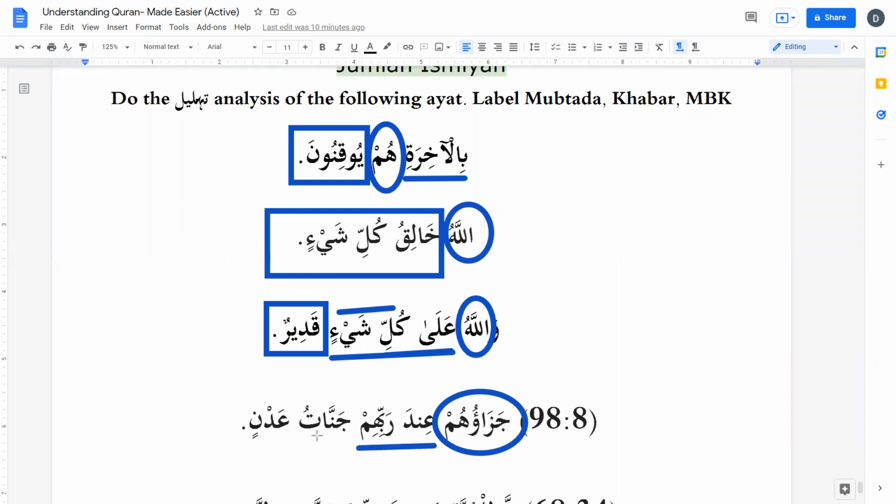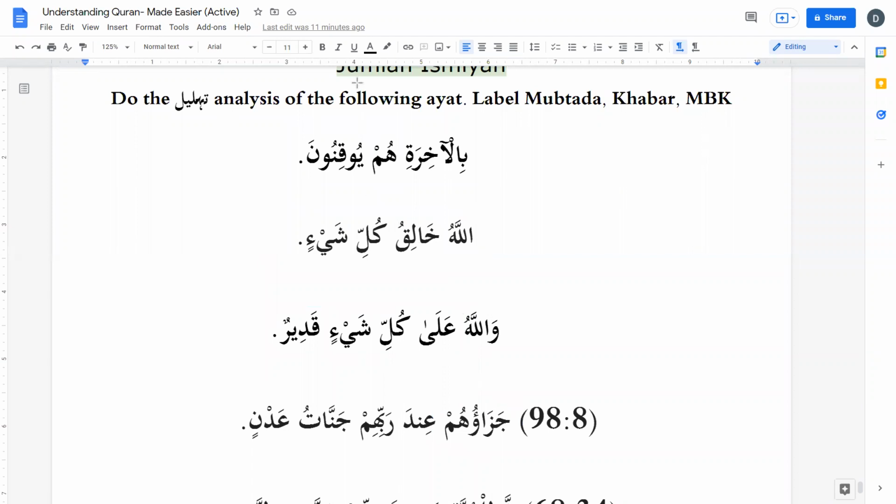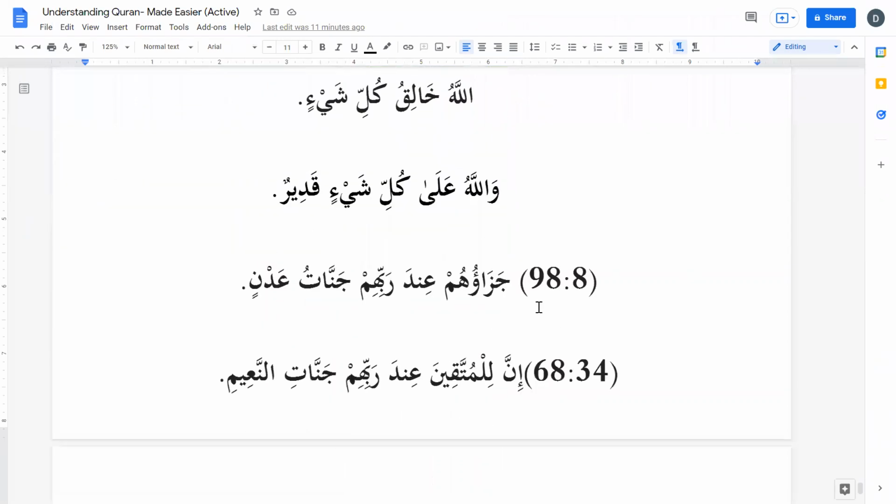And then we have jannatu, another rafa ism, jannatu, and light. So it's mudaf and adnin is mudaf ilayh. So jannatu is another ism which is rafa. So this is khabar. Jannatu adnin is khabar. Okay. So let me clear all the writings, all these shapes, and scroll down.